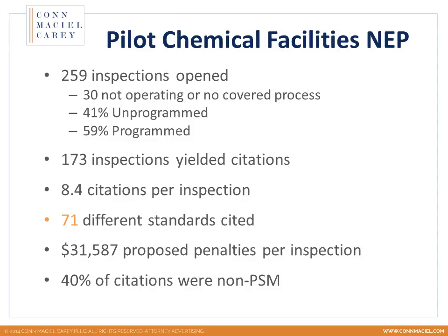173 of those 259 inspections yielded citations. That actually seems like, boy, there was an awful lot of in-compliance inspections. Obviously most found citations. But if you look back up at the first sub-bullet, 30 of these inspections, when OSHA showed up, discovered that the PSM standard didn't apply. Either the facility was shut down or they didn't have a covered process. So those inspections didn't proceed. So we're really talking about 173 out of about 230 inspections resulted in citations.